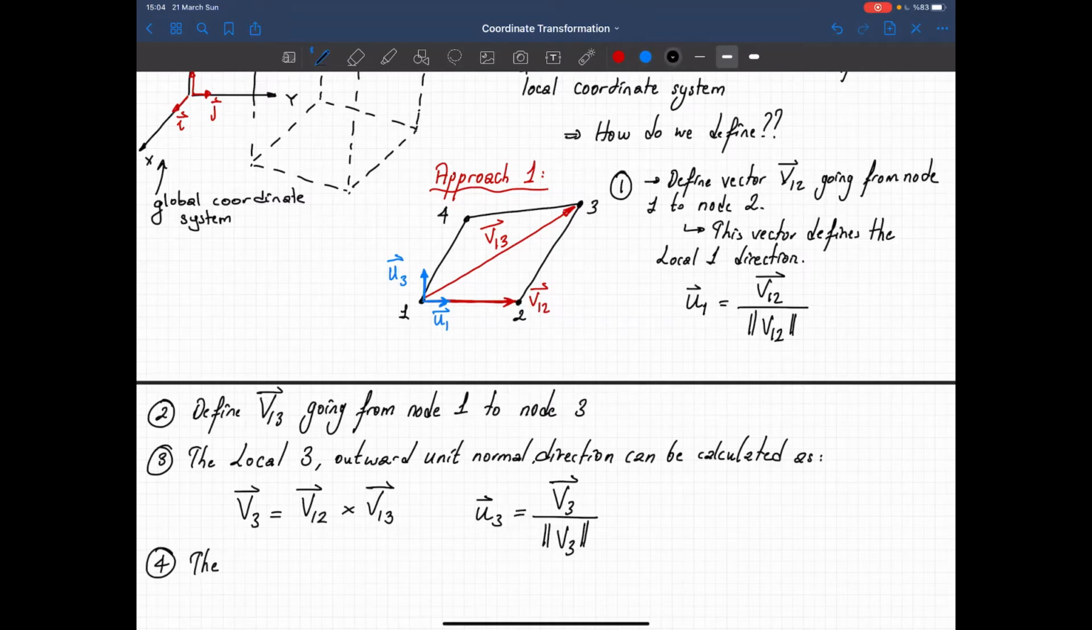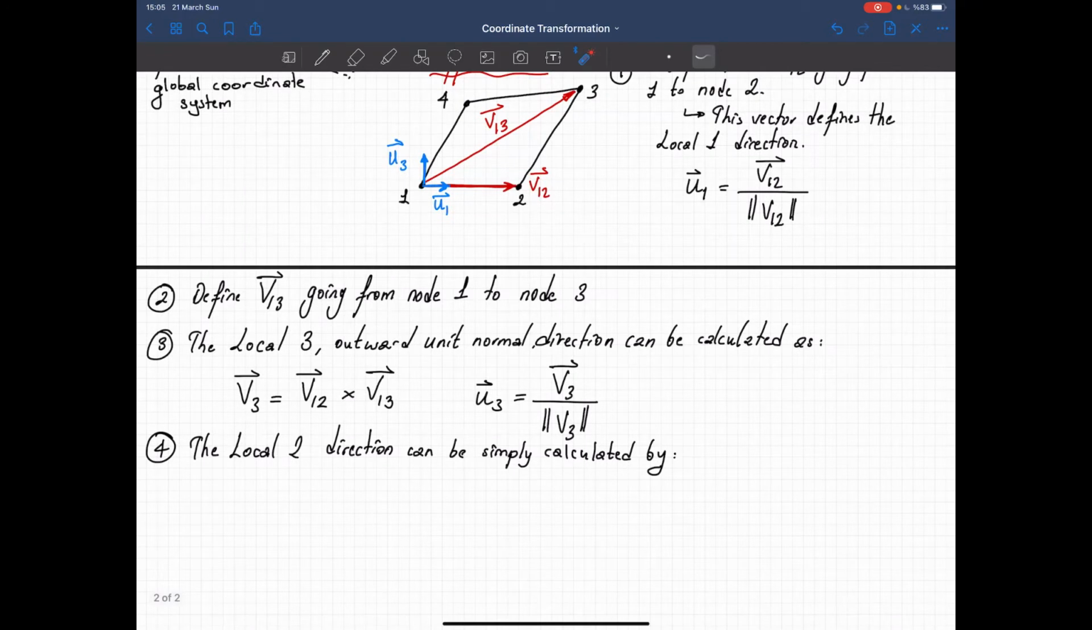Then the local 2 direction can be calculated simply by taking the cross product of U3 and U1, which gives me an orthogonal U2 direction. So basically the second local direction will be equal to U3 cross product U1.